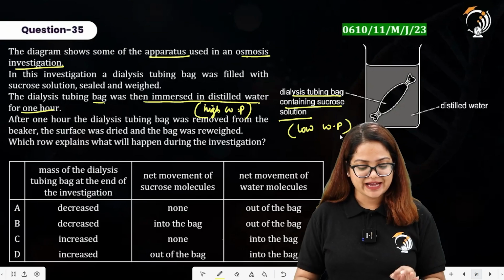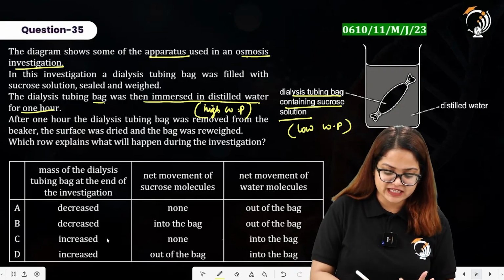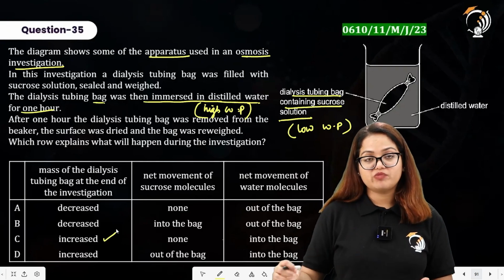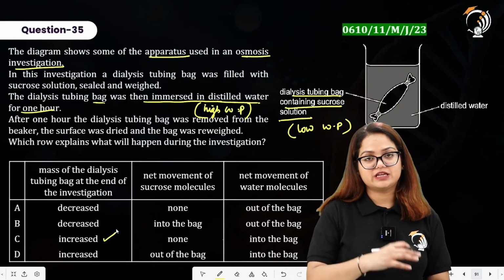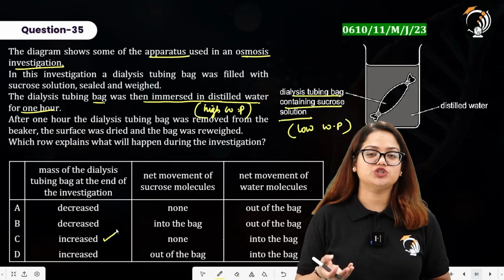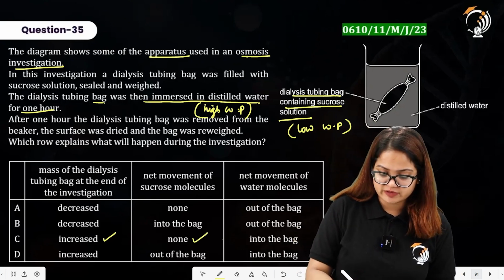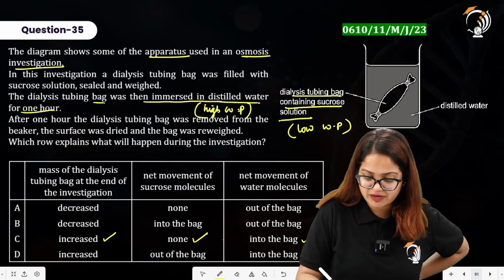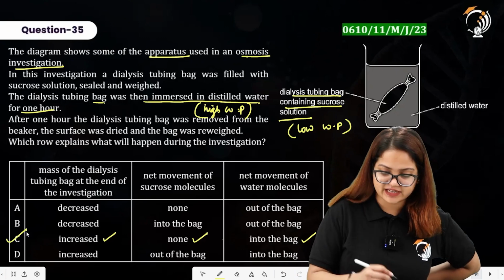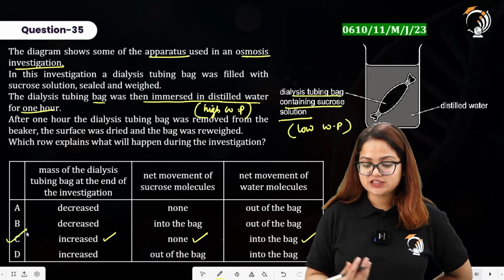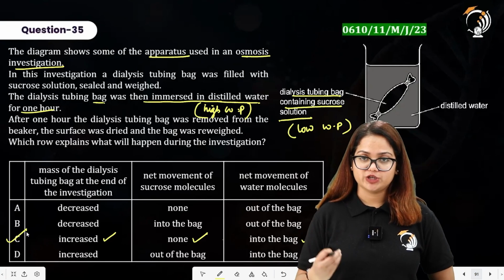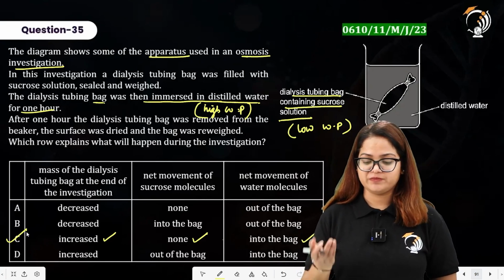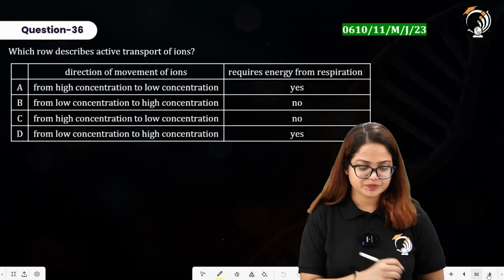Mass of dialysing tubing bag at the end of investigation will increase since it has gained the water molecules. There will be no net movement of sucrose molecules since it will not be able to cross the dialysing tubing bag membrane over here. Net movement of molecules of water will be into the bag. So, we clearly get option C as the right answer, alright. Since the dialysing tubing bag is permeable to the water molecules depending on the pore size of that, and sucrose is unable to cross the dialysing tubing bag.